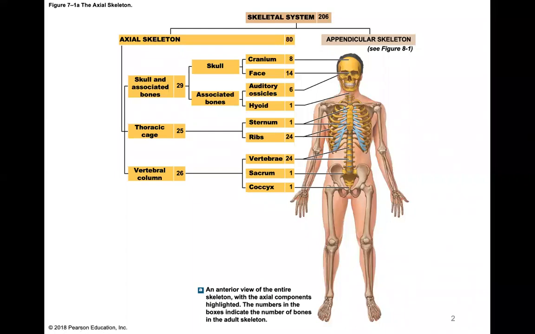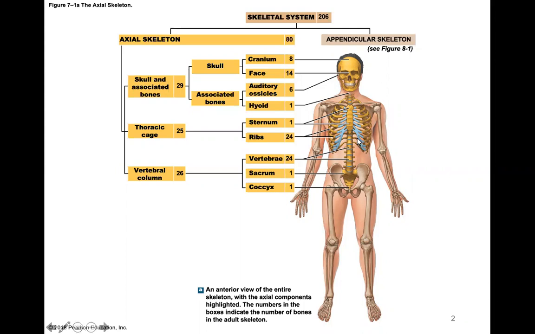Okay. If we look at the skull, there are 29 bones that are part of the skull. This includes the main bones, but also accessory structures or associated bones, which would be your auditory ossicles, 3 in each ear, as well as the hyoid bone. Looking at the skull itself, we're going to have 8 cranial bones, 14 facial bones. The thoracic cage, you will have 12 pairs of ribs for a total of 24 ribs, and a sternum, which is more commonly referred to as the breastbone.